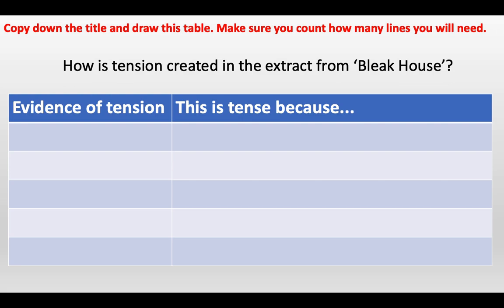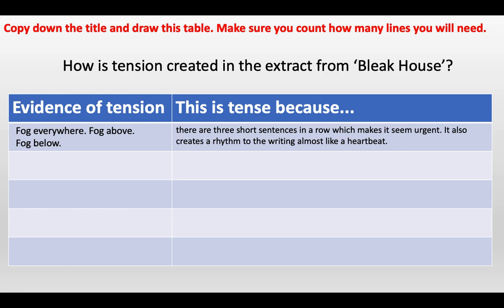So on the left-hand side, we're going to put our quote from the text. Then on the right-hand side, we're going to explain exactly why it is tense by finishing the sentence, this is tense because. So my first example then, fog everywhere, fog above, fog below. That's copied from the very first line. Then I've said, this is tense because there are 3 short sentences in a row, which makes it seem urgent. It also creates a rhythm to the writing, almost like a heartbeat. So I've got my evidence from the text on the left, and then I've explained in my own words exactly why I thought that was tense.